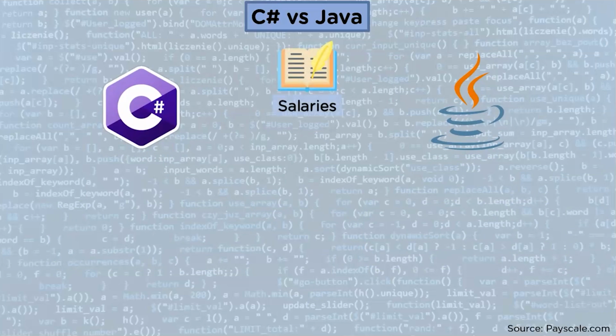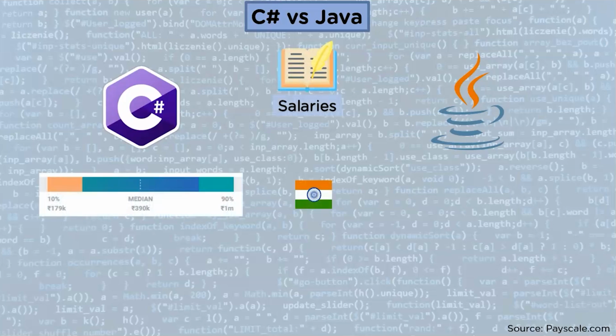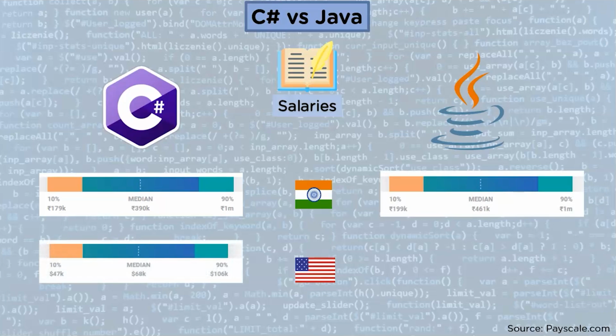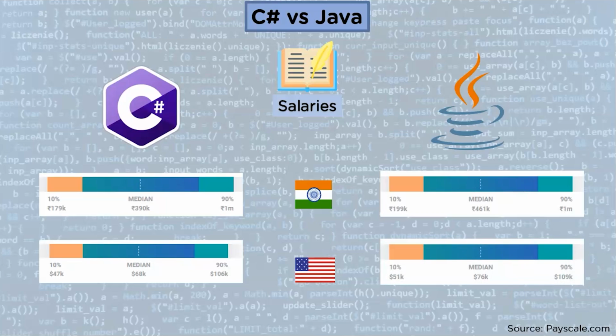Now let us look at the salaries. The average salary for a C# developer in India is 3,90,000, whereas the average salary for a Java developer in India is 4,61,000. The average salary in the United States for a C# developer is $68,000, whereas for a Java developer, the average salary in the United States is $76,000.